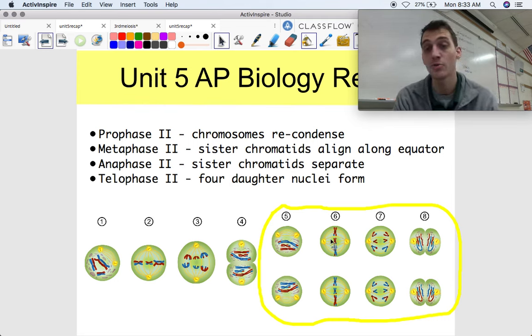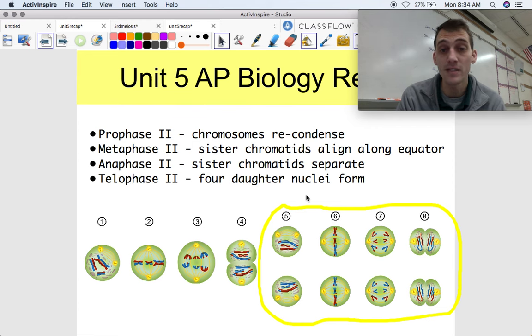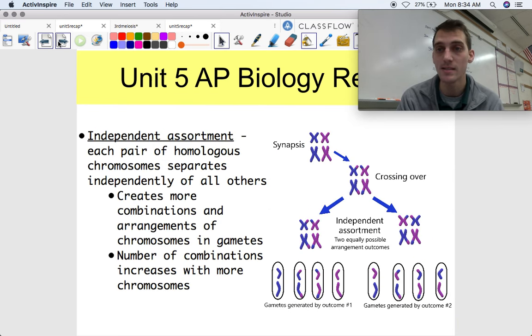Metaphase 2 is where the sister chromatids line up. Okay, and this looks more like our X shapes lining up in the middle. Anaphase 2 is where the sister chromatids are separating out, and telophase 2 is where the 4 daughter nuclei form. And once again, these are haploid cells that are gametes. They only have one set of chromosomes, and they're not even copied. So that when they fuse with another gamete, they get 2 sets of chromosomes, and that's called a zygote.